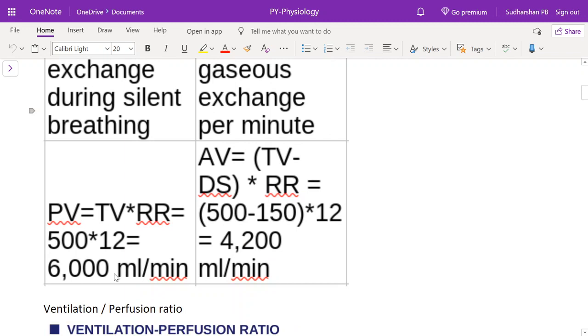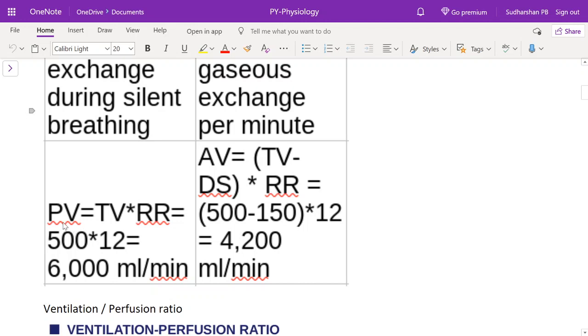Now the calculation. So pulmonary ventilation is tidal volume into the respiratory rate. See the difference? In alveolar ventilation, dead space is included. Dead space is nothing but that area where the respiratory mechanism, that is the exchange of gases, does not happen. The normal value is 150 ml.